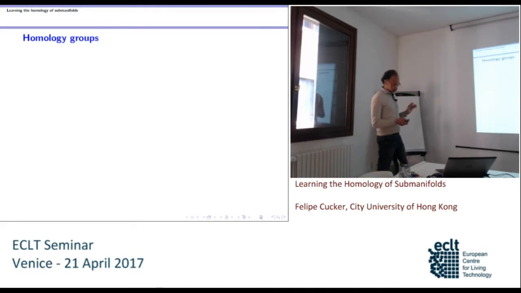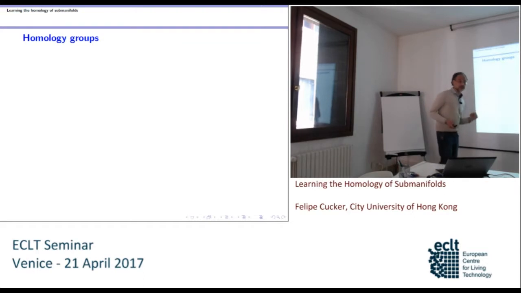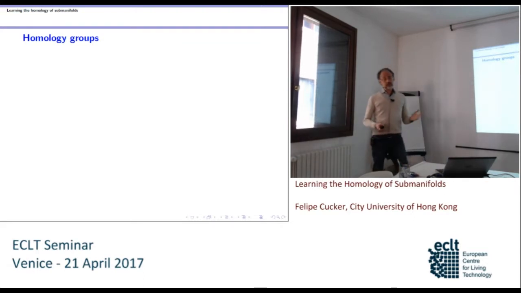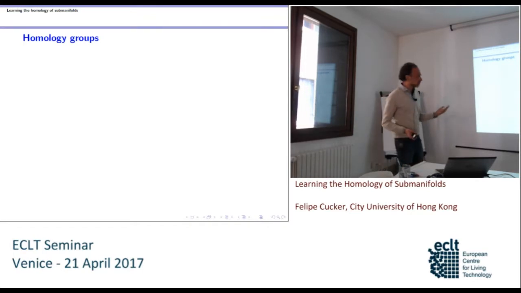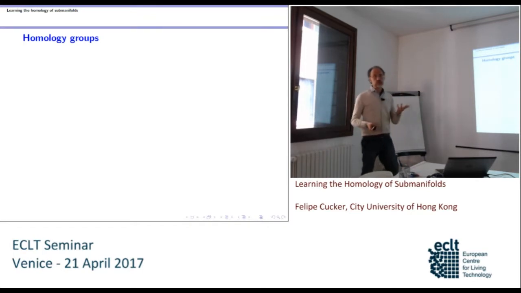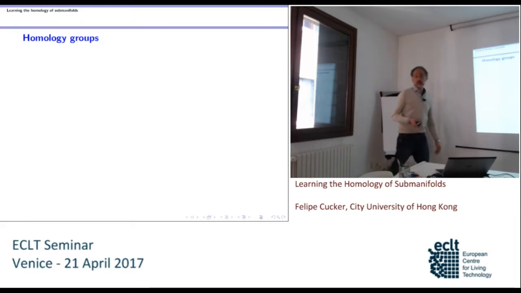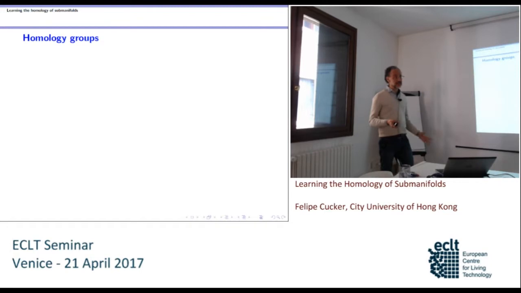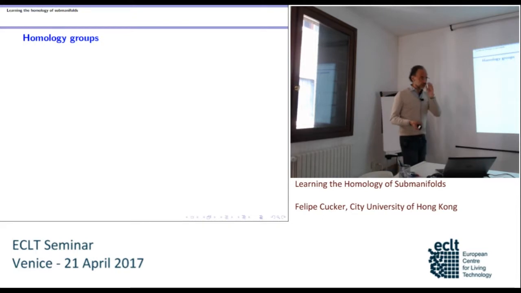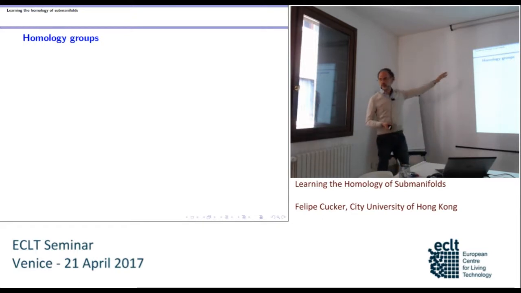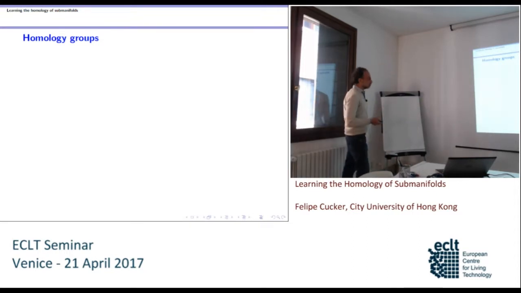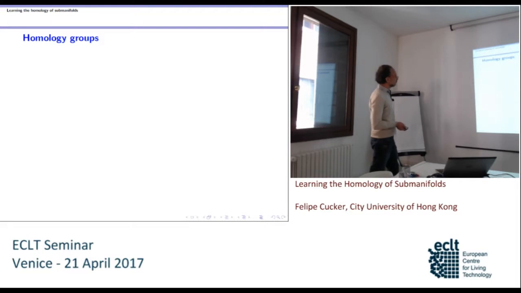So, homology groups. This is the way that algebraic topologists describe, nowadays, the best way of describing the topology of an object. It does not completely describe the topology of an object, in the sense that there are objects that have different topology but the same homology groups, but those are weird animals. In general, if you give the homology groups of a manifold, you are almost describing the topology of the manifold.